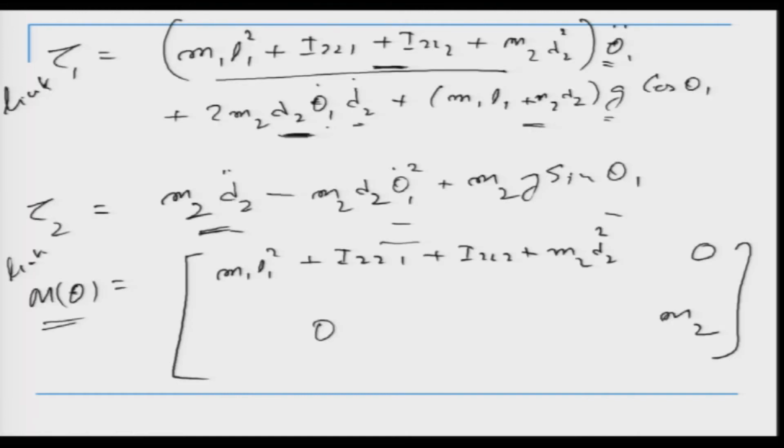The next terms that we are going to put together are terms which are combined with theta and theta dot. They are the centrifugal and Coriolis terms. So, this is my second term, which is V of theta and theta dot. These terms depend on theta and theta dot, and this comes out to be twice m 2 d 2 theta 1 dot and d 2 dot.